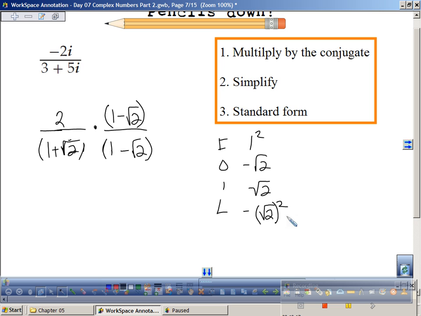If you FOIL it, don't these cancel each other out? So I was left with 1 squared minus root 2 squared. Do you see it now? This compared to this?